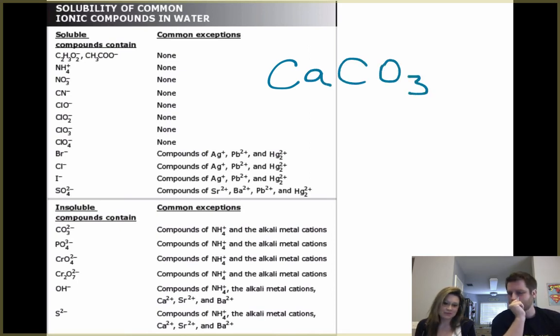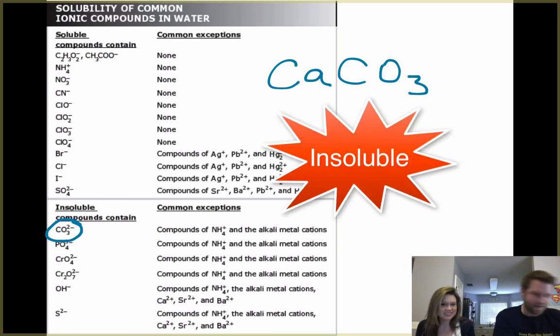carbonate. Okay. Carbonate is in the insoluble compounds box, and calcium is an alkaline earth metal, so not an exception, so we are insoluble. We are insoluble? Are you sure? Yes. Do you want to use a lifeline? No. Are you sure? Yes. Fantastic, you are correct. Calcium is not one of the exceptions, making that carbonate compound insoluble.